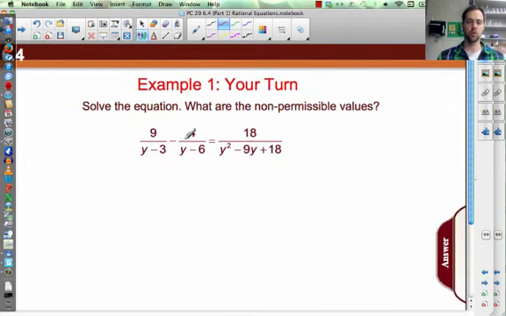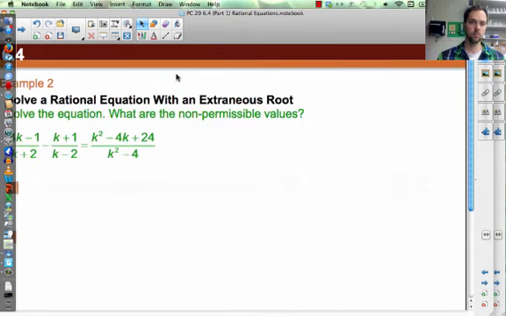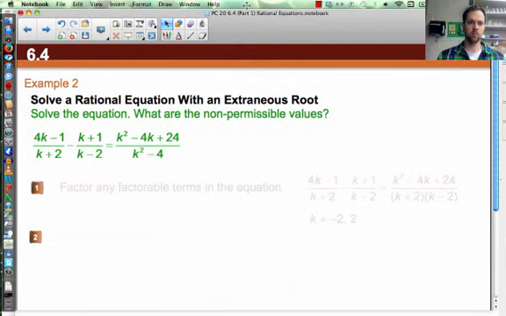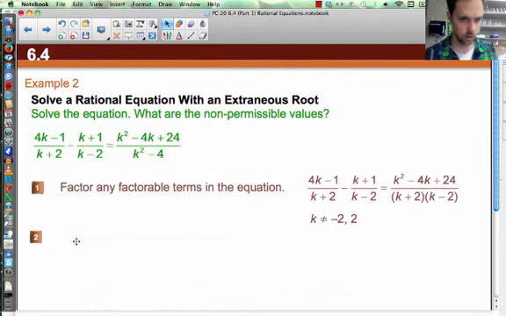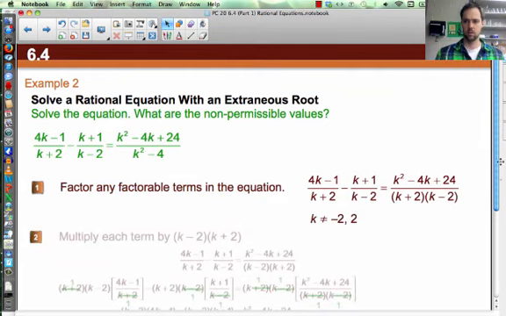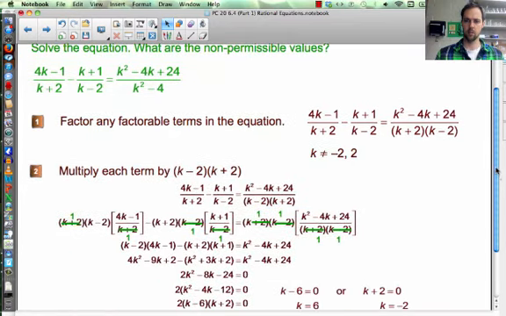Example 1, your turn. So go ahead, go through this, see what you can make of it. The answers will be here when you're done. There you go. Hopefully you're able to come up with that. Example 2. I'm going to leave you to look over this because we already did the your turn number 2 accidentally. So I want you to look over this solution, see if you can make sense of it.